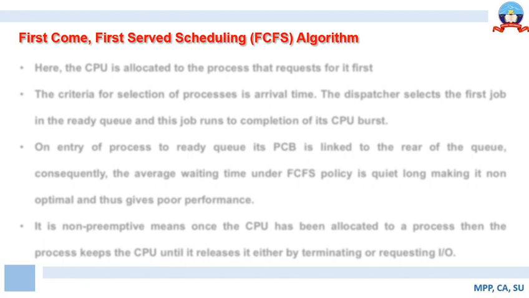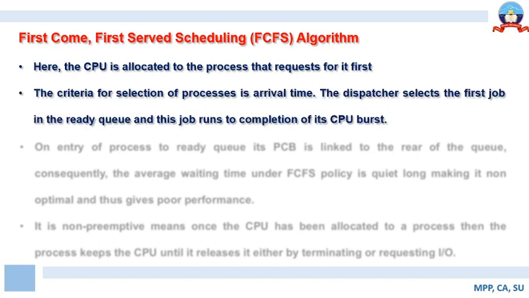Now let us discuss the first CPU scheduling algorithm, which is called the first come first served scheduling algorithm. As the name says, it assigns the CPU to the process that has arrived first. So here the CPU is allotted to the process that requests it first. The criteria for selection of a process is the arrival time. The earlier the process arrives, the earlier will be the assignment of the CPU to the process.